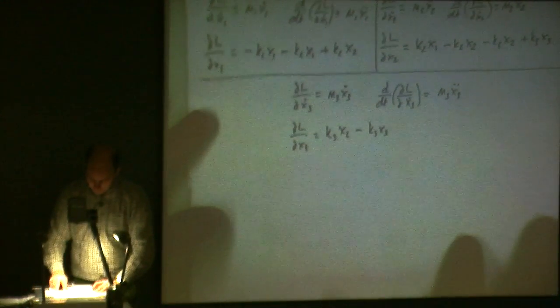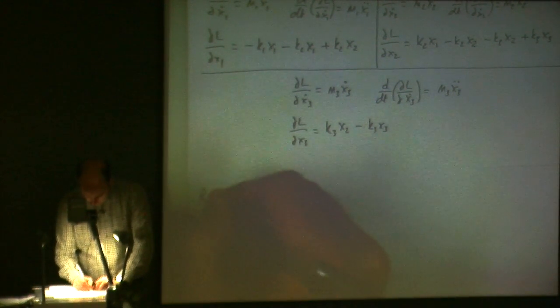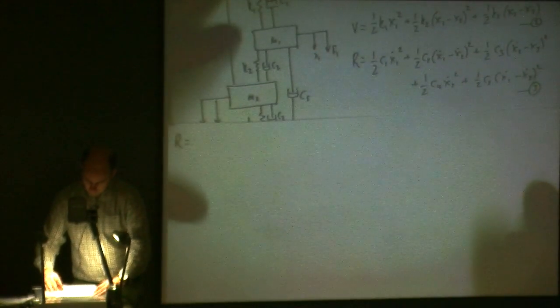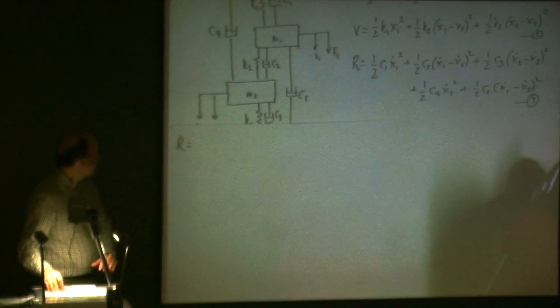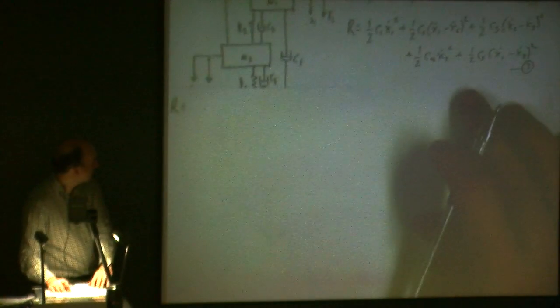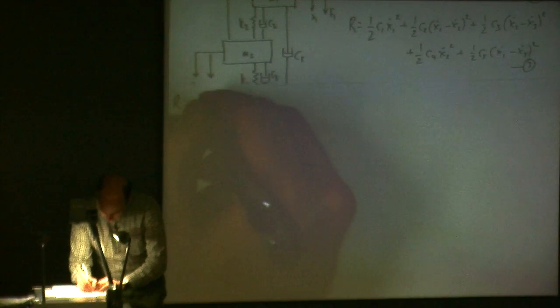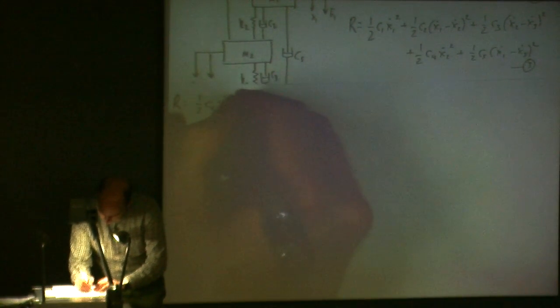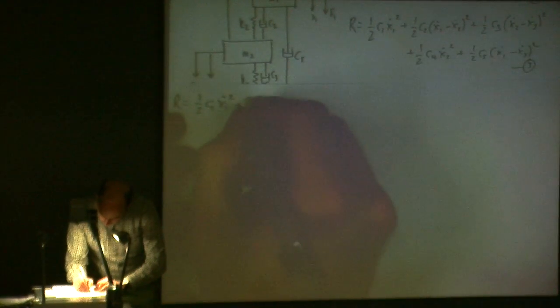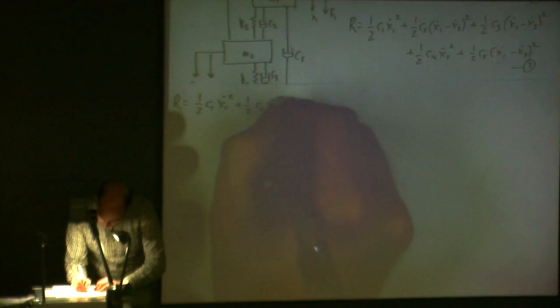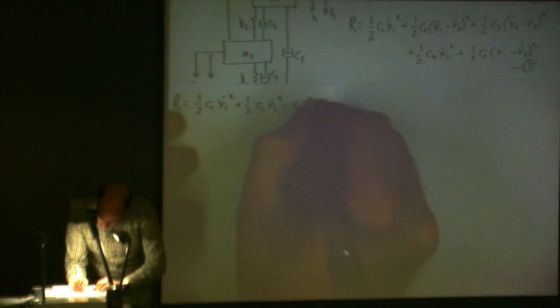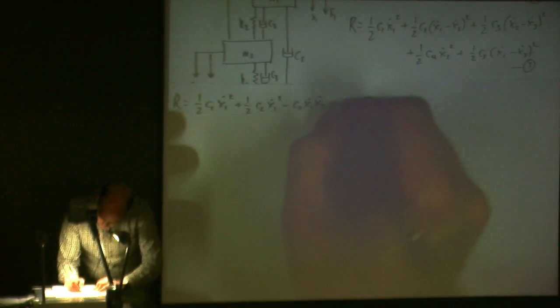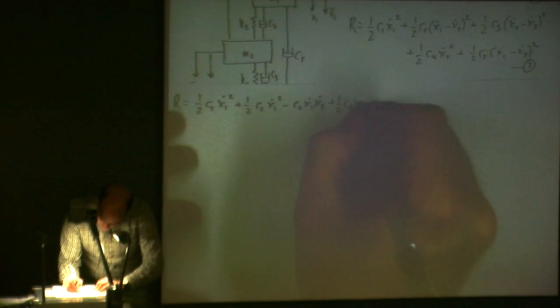But the thing is, there are dampers, so I've got to deal with R. I can't avoid it. With R, I want to multiply it out, so I'm going to write out R here. I'm multiplying this equation out. So R, we've got 1/2 C1 x1 dot squared. Then it's this term plus 1/2 C2 x1 dot squared minus C2 x1 dot x2 dot, plus 1/2 C2 x2 dot squared.